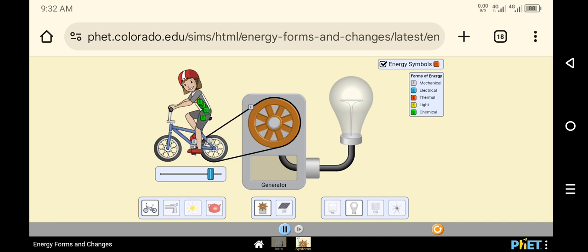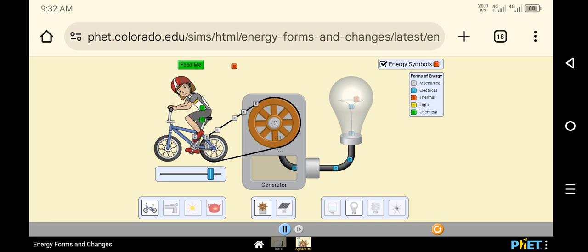So chemical energy is converted to mechanical energy. Mechanical energy in the generator will be converted into electrical energy. At the light bulb, the electrical energy will be converted into light energy and thermal energy at the same time.